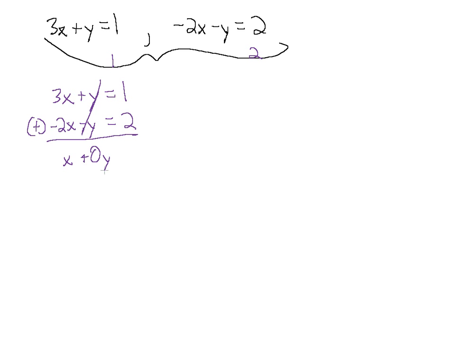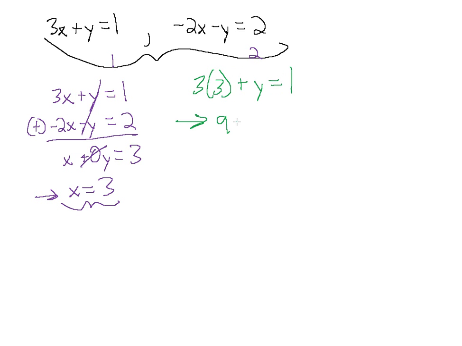One more time, we can write the plus 0y if you want to. 1 plus 2 is 3. That'll cancel, so we have just x equals 3. We very quickly have our first value for our variable. So let's go ahead and plug it into one of the equations. This has negative signs, so let's actually plug it into this. 3 times x, so 3 times 3 plus y equals 1. That'll give us 9 plus y equals 1.